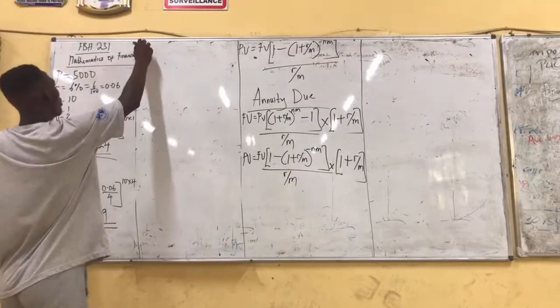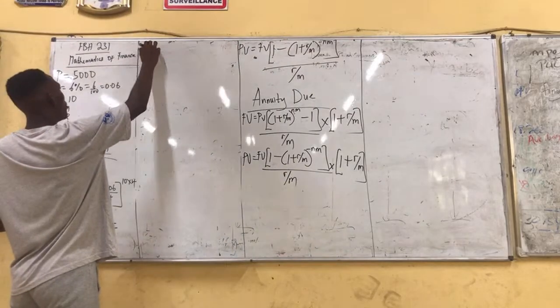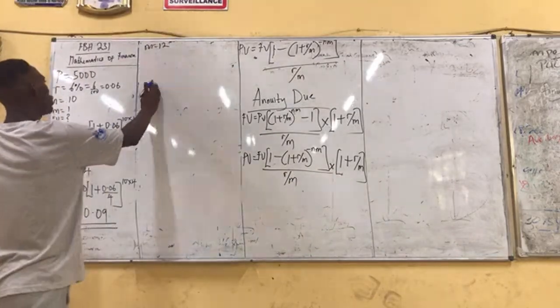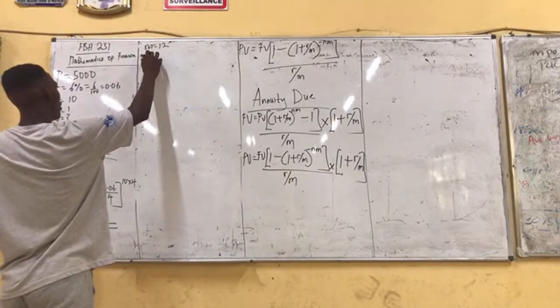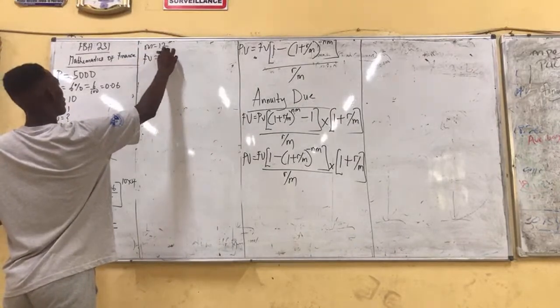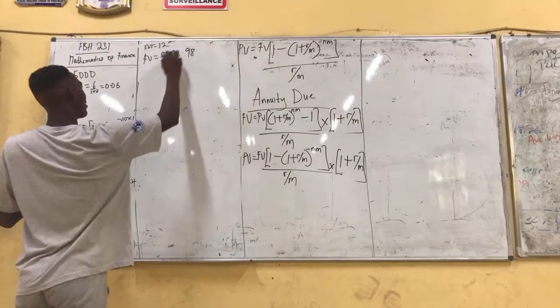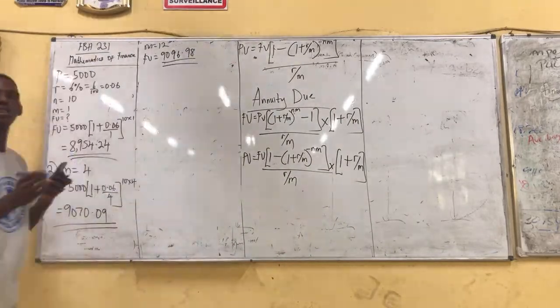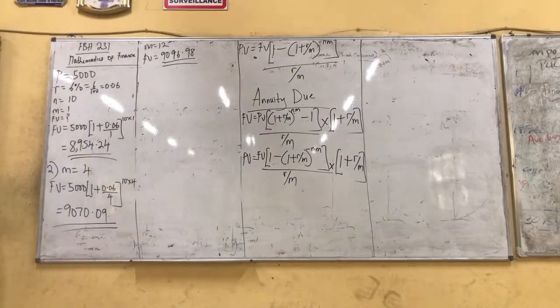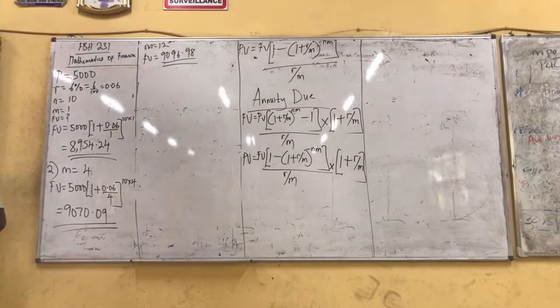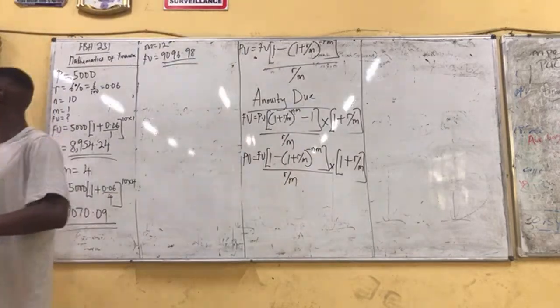Alright, so if it is compounded monthly, our n is going to be 12, and our future value will give us 9,096.98. So if it did not give you this, then you are wrong. Alright, so that's enough questions on compound interest for now.